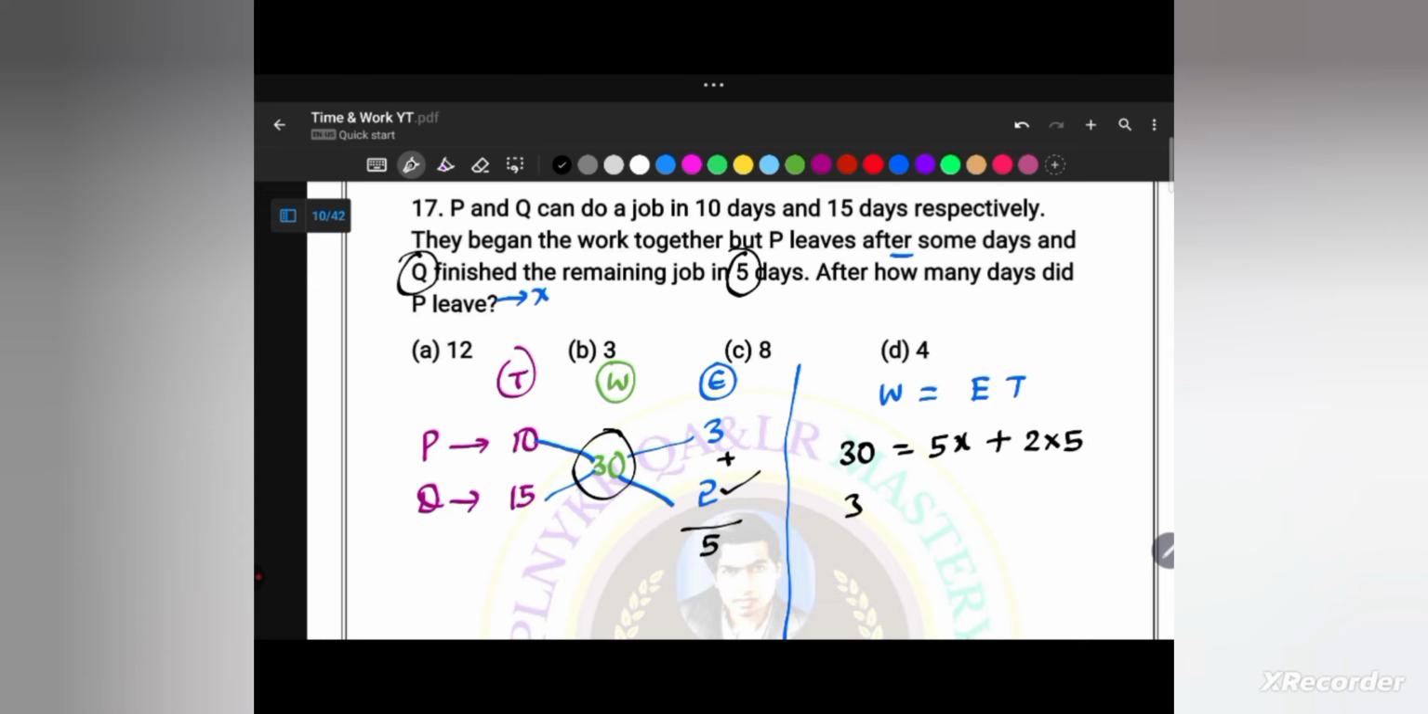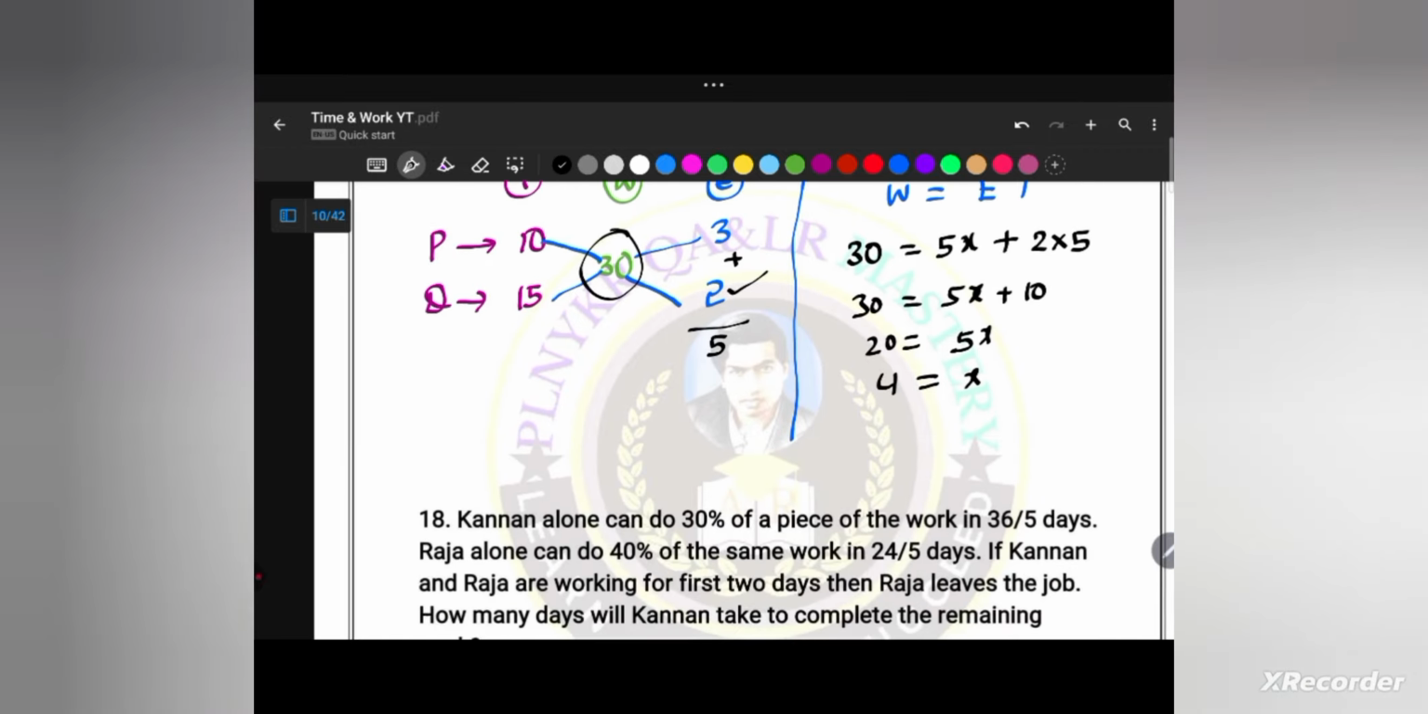So 30 equals 5x plus 10. So 5x will be equal to 20, so x will be 4. So which option do we mark? Option D. P worked for 4 days, so P left after 4 days. Okay, we'll be moving to the next question.